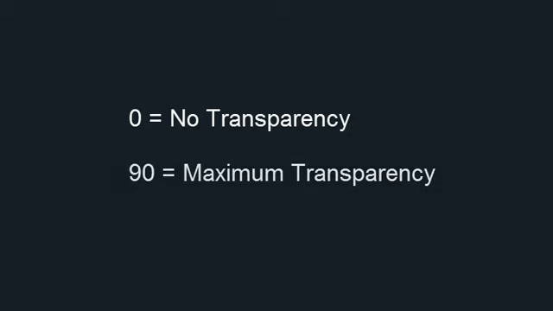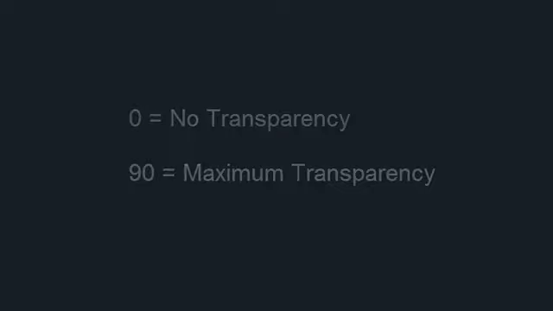Transparency is defined on a scale from 0 to 90, where 0 is solid, or no transparency, and 90 is the maximum possible amount of transparency. If it went all the way to 100, your object would be invisible, and that wouldn't be very useful.